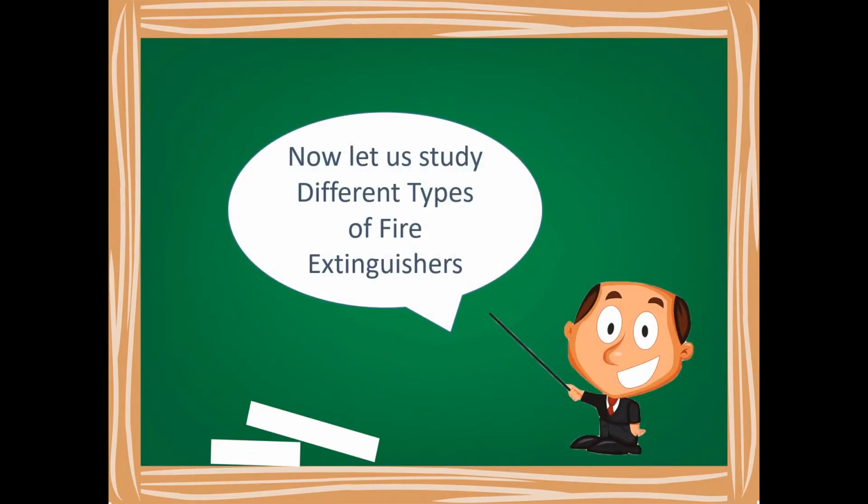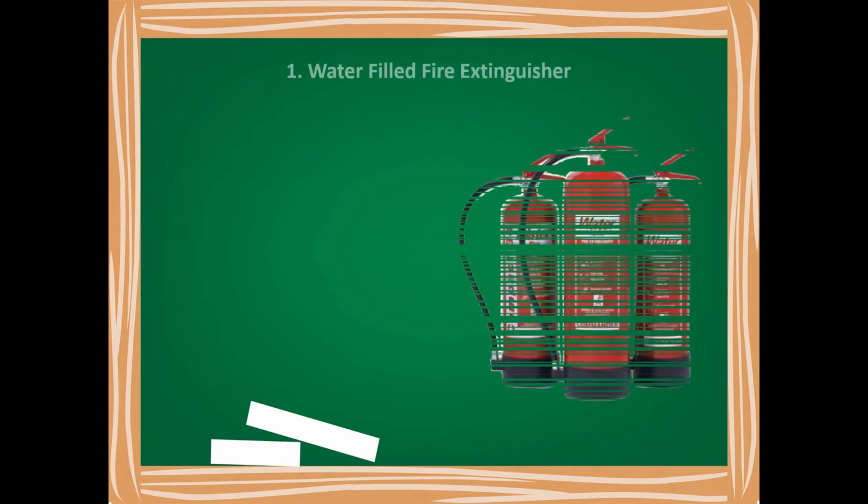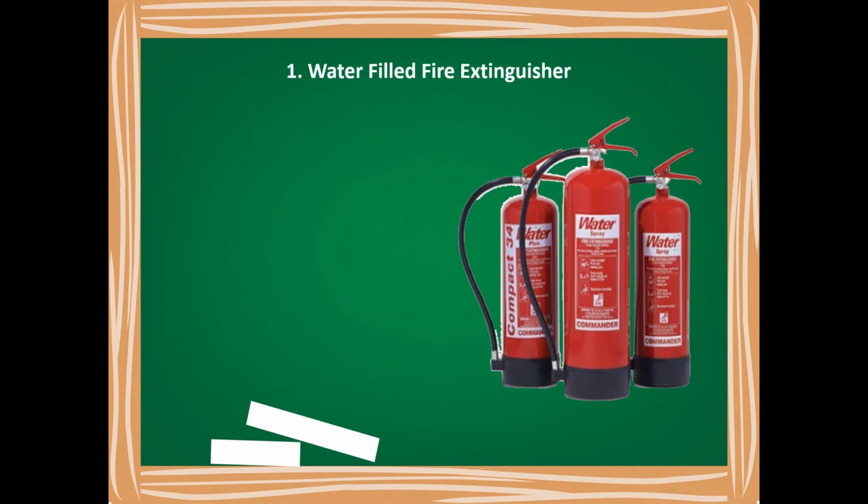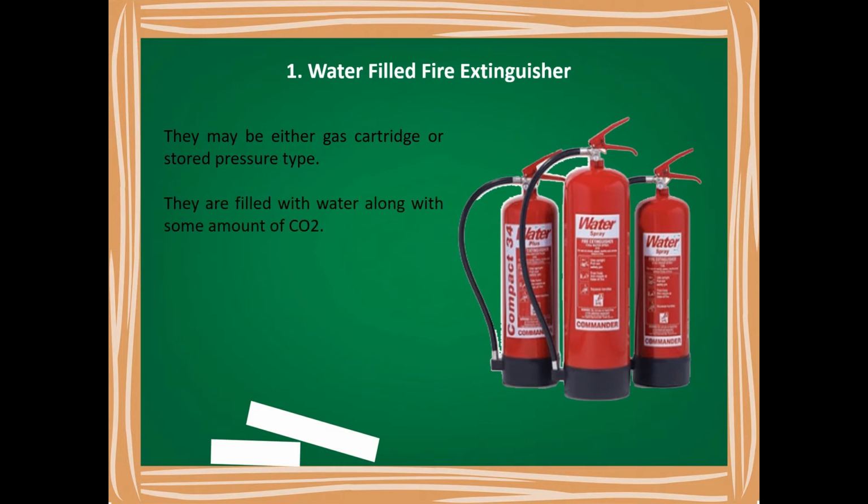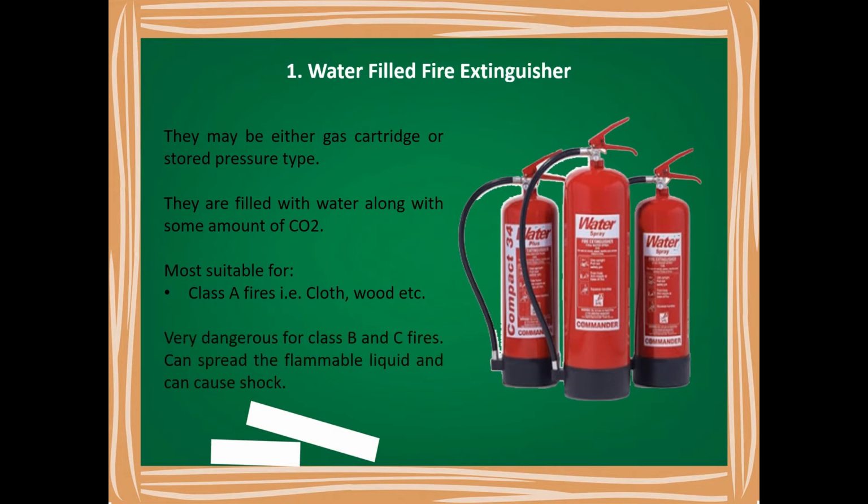Now let us study different types of fire extinguishers. Water-filled fire extinguisher. They may be either gas cartridge or stored pressure type. They are filled with water along with some amount of CO2. Most suitable for Class A fires, that is, cloth, wood, etc. Very dangerous for Class B and C fires. Can spread the flammable liquid and can cause shock.